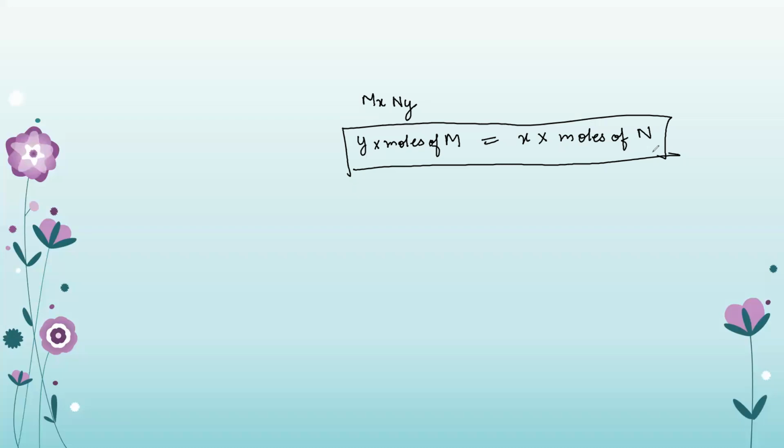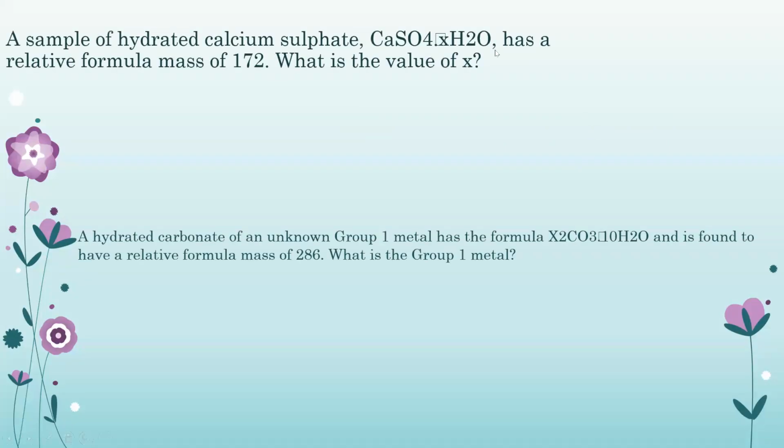Now let's move to the questions. We will be solving all the questions using this trick only. Note this and mark it important. The first question says that a sample of hydrated calcium sulfate, this is the formula, has a relative formula mass of 172. What is the value of X?